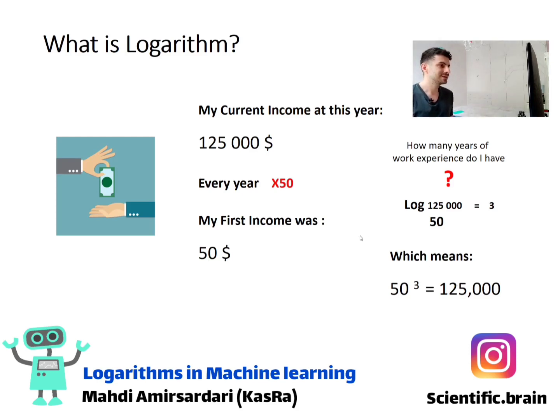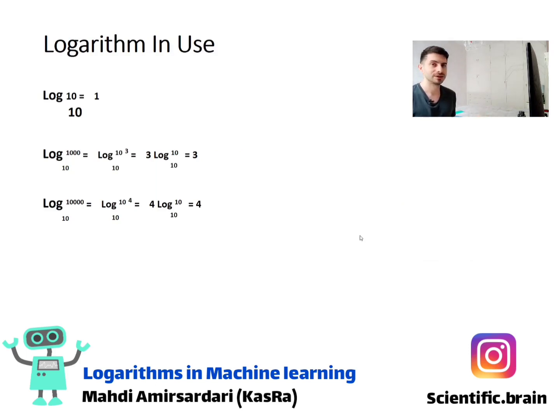So let's see a basic principle of logarithm. The log function of 10 with base of 10 is equal to 1, as you know, or if you remember from your high school courses. In other examples, the log function of 1000 with base of 10 is equal to the log of 10 to the power of 3 with base of 10, and this power comes in front of the logarithm function, and log 10 with base of 10 is equal to 1, so it's equal to 3.